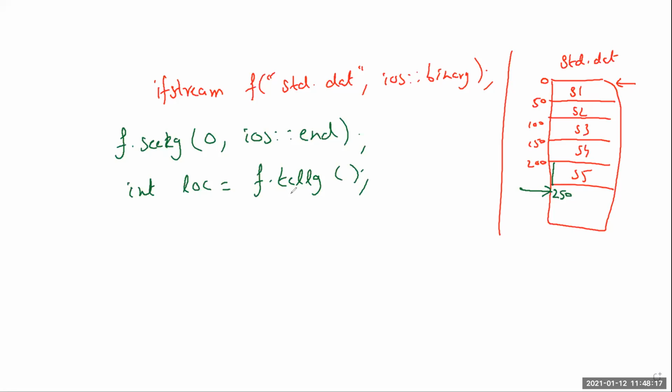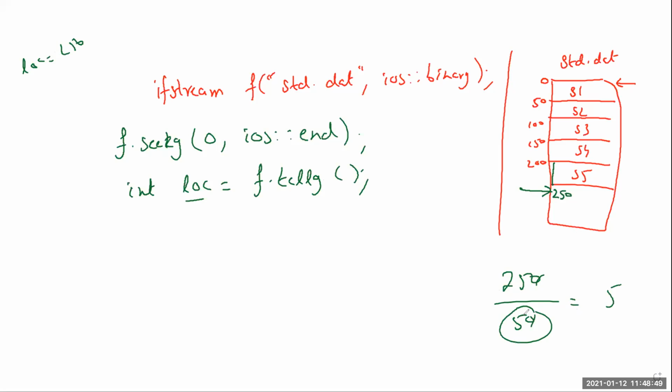When you want to get the location of the file pointer, you have the tell function, and since we are using it with ifstream, we use tellg. So now this location will be containing 250. Now somehow you have this number 250. Using this 250 you can smartly find how many records there are. If I divide this 250 by 50, what do I get? I get 5, and there are 5 records.